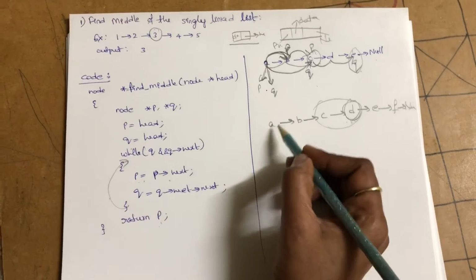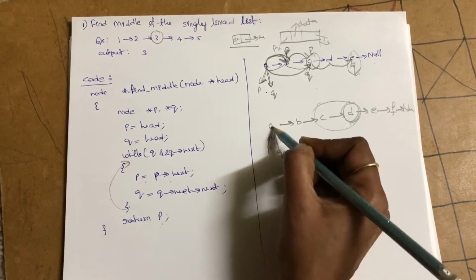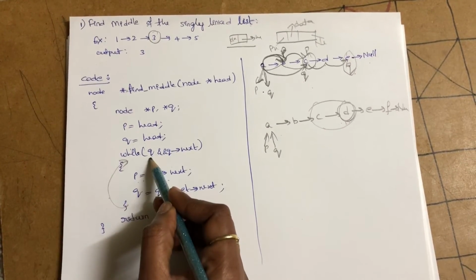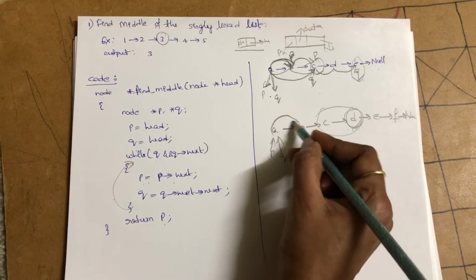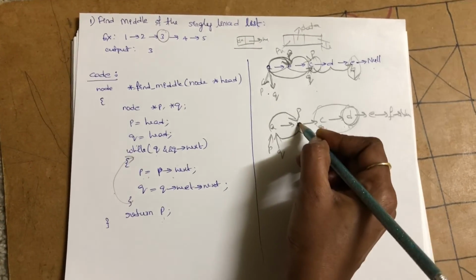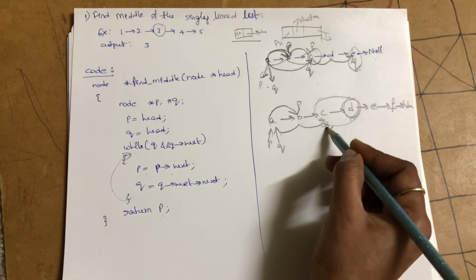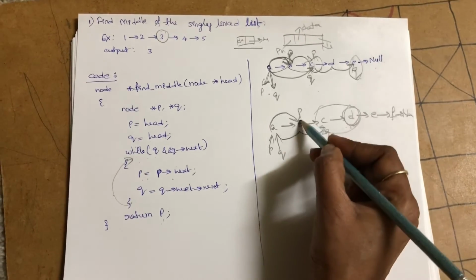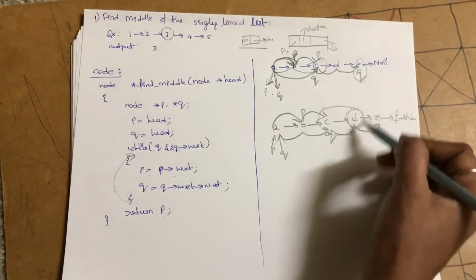Let's see how this works. First we initialize P and Q pointers to the head. Then it checks if Q is not equal to null and Q's next is not null, so it moves P to the next and Q to Q next. Now Q is here and P is here. Then it checks the condition again: Q is not equal to null and Q's next is also not equal to null. Then it moves P and Q to Q's next.